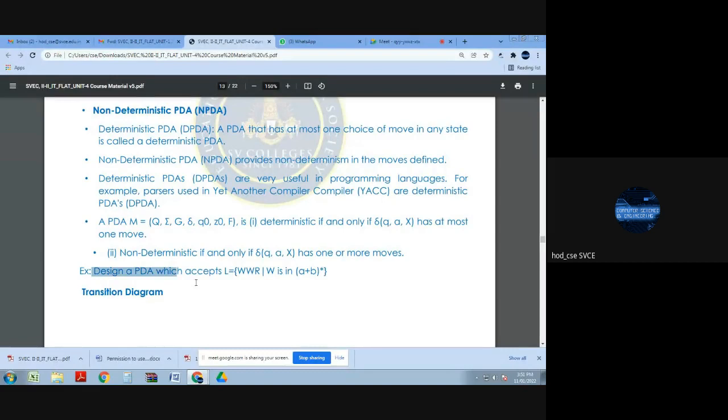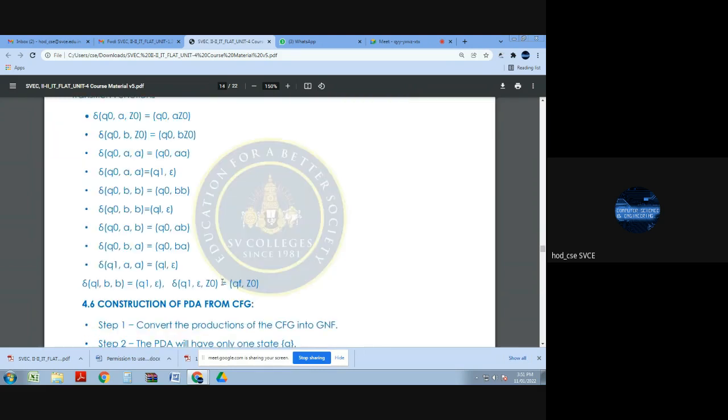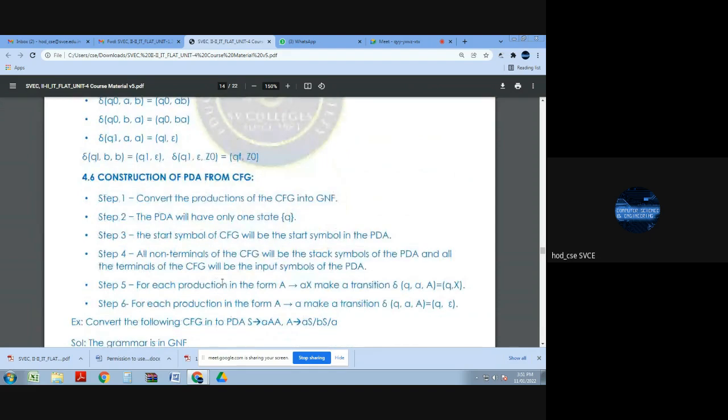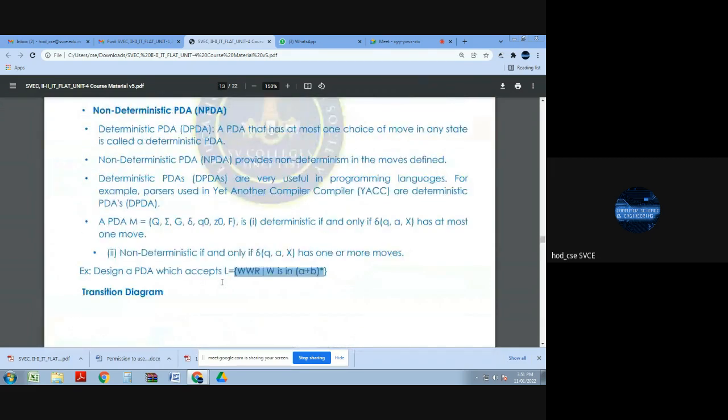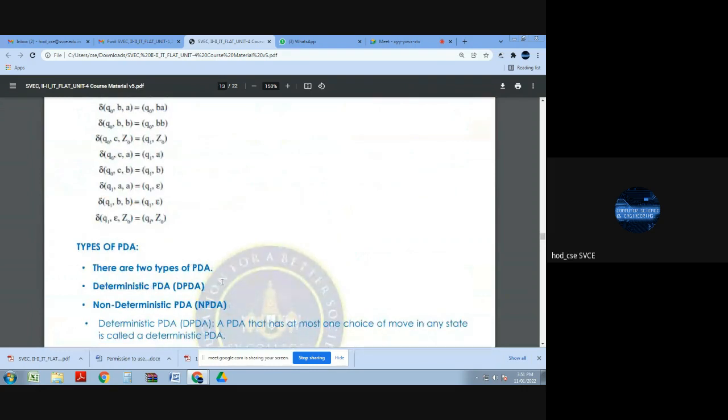You try this one: design a PDA which accepts L equal to W power R such that W is in (a plus b) whole star. I explained this for context-free grammars. So you go with the reverse of a string, designing of a PDA. Is it clear?